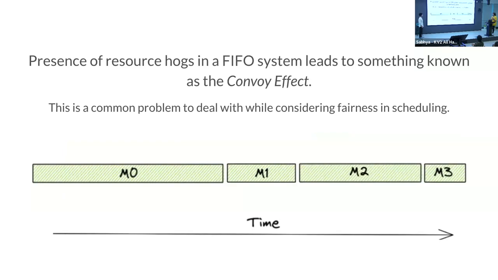Before we move forward, let's look at the notion of fairness. In scheduling in general, you might encounter something known as the convoy effect. Essentially, you might have one task which is extremely long running, and if you let that task run on, the other tasks will starve of that resource. You aren't giving the other tasks a chance to get that resource. This is a common problem in dealing with fairness in scheduling algorithms as a whole.